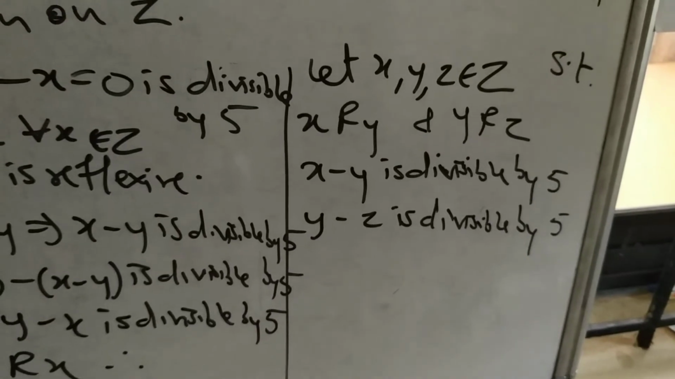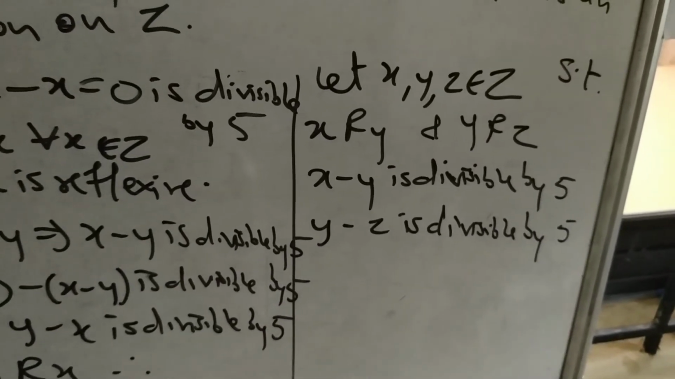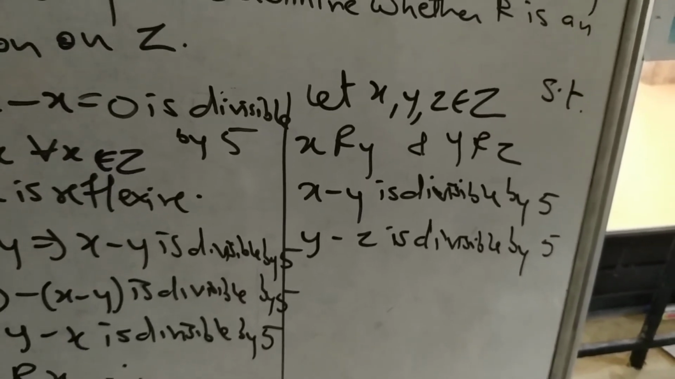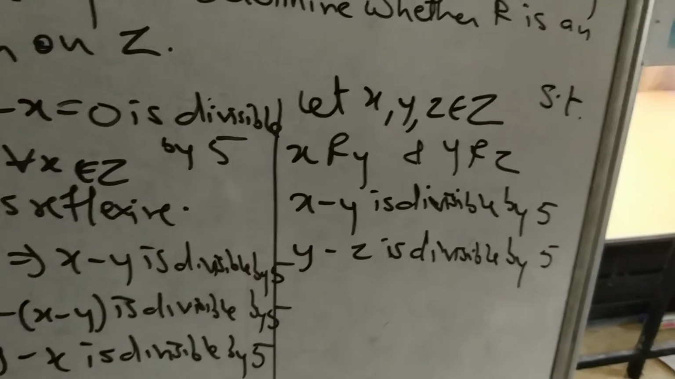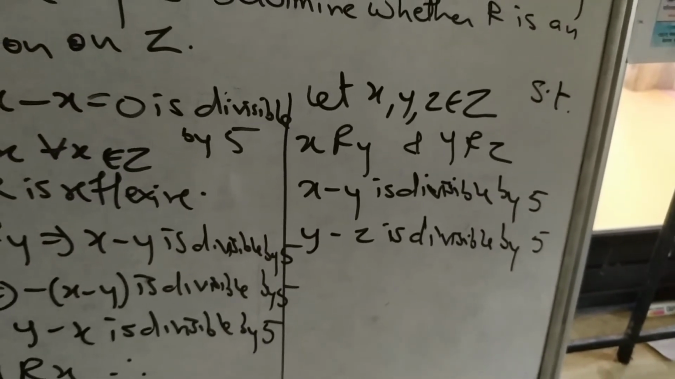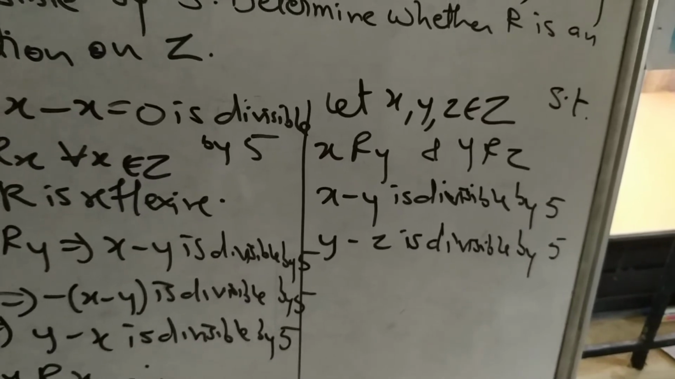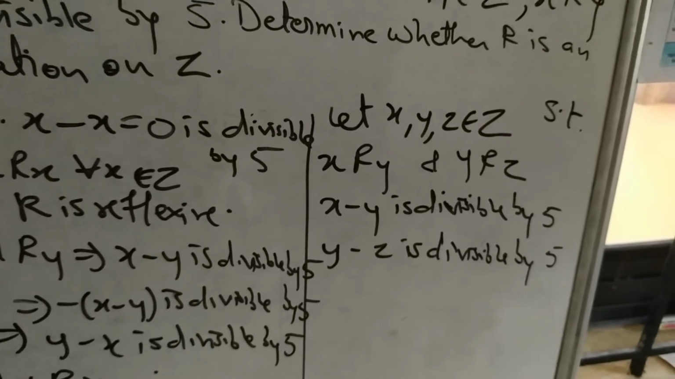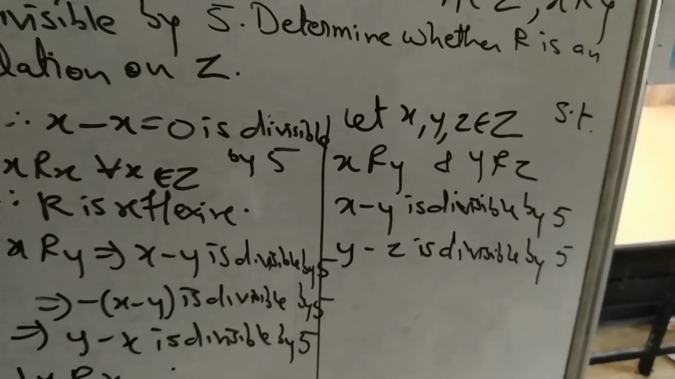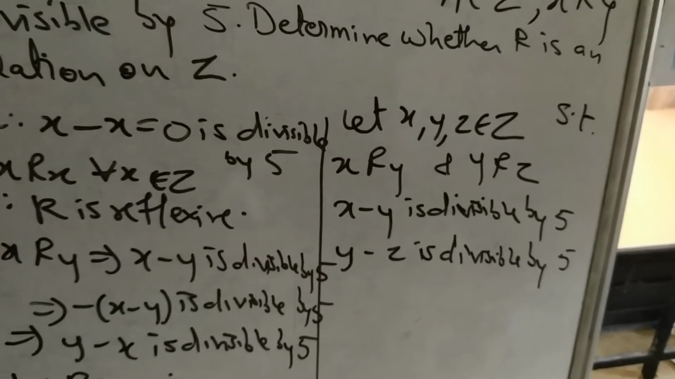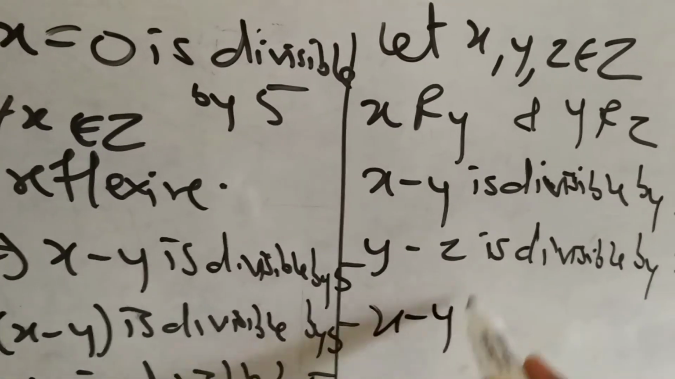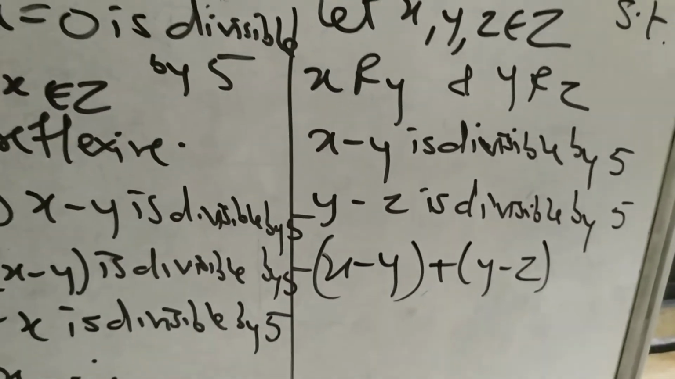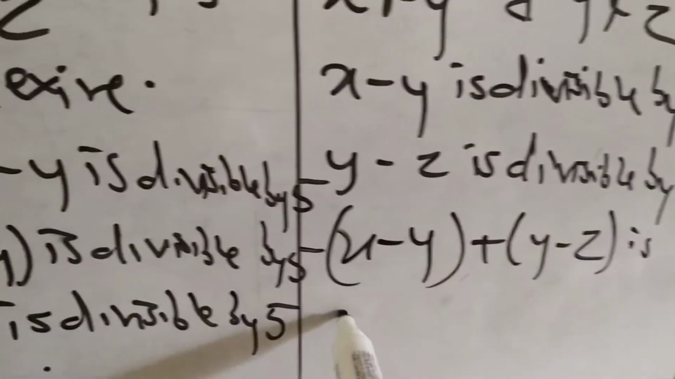If x is related to y and y related to z, it means x minus y is divisible by 5 and y minus z is divisible by 5. Now I'll give you one small example. If 10 is divisible by 5 and 20 is divisible by 5, then what about 10 plus 20? 10 plus 20 is 30, which is also divisible by 5. So applying the same logic, we can say here that x minus y plus y minus z is also divisible by 5.